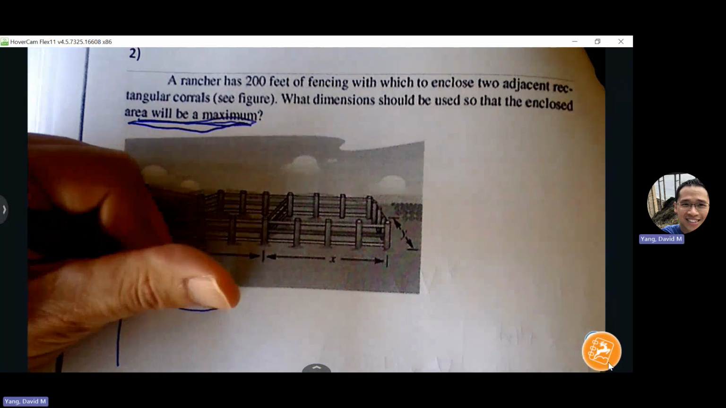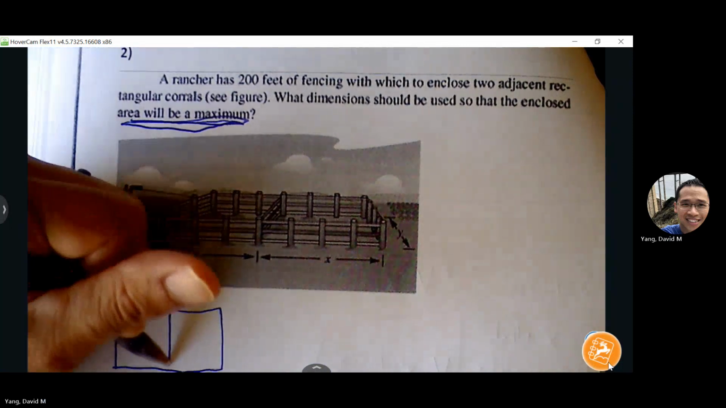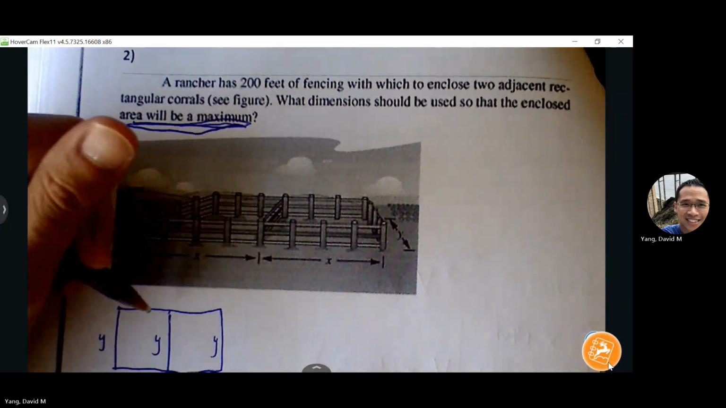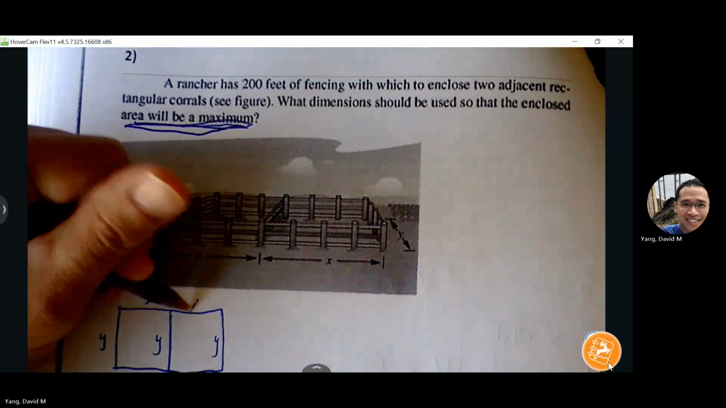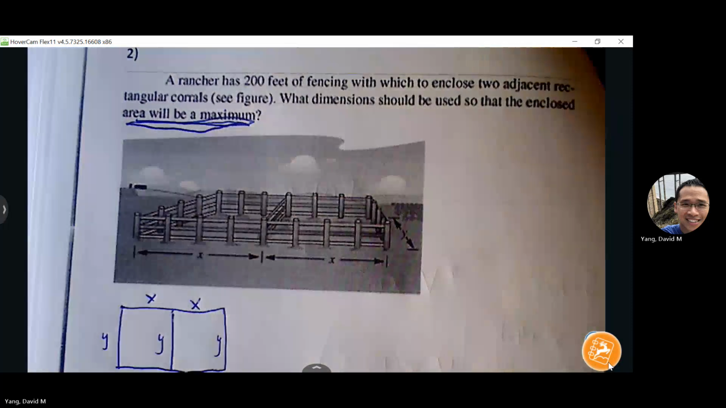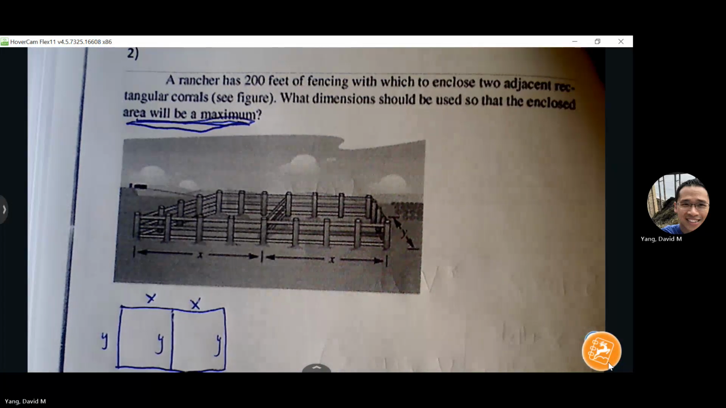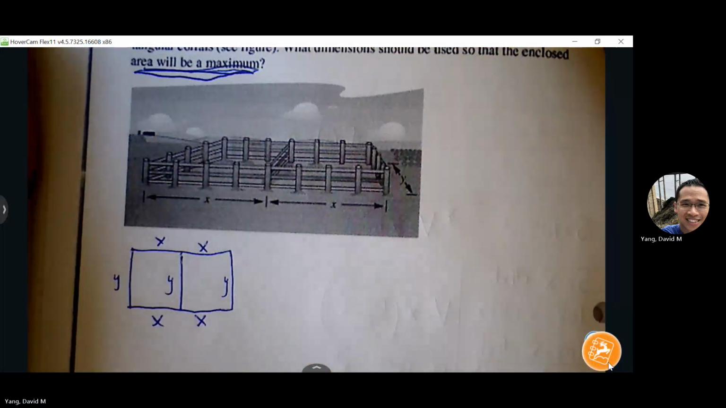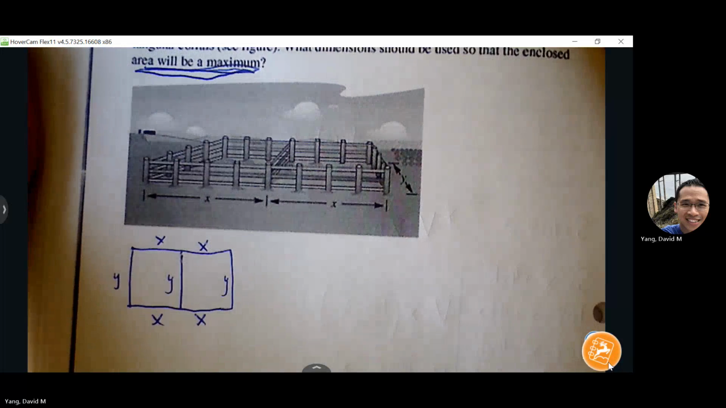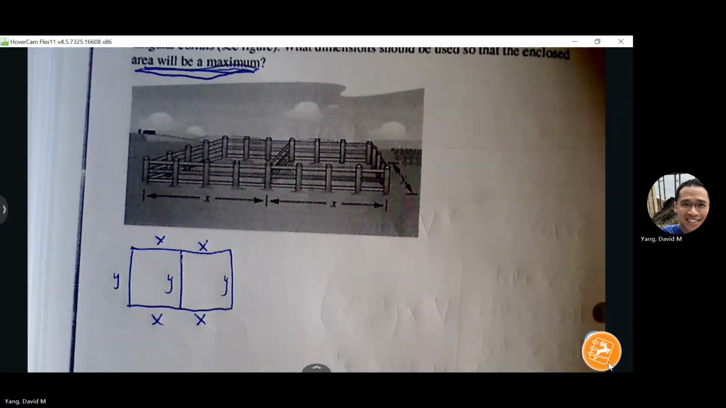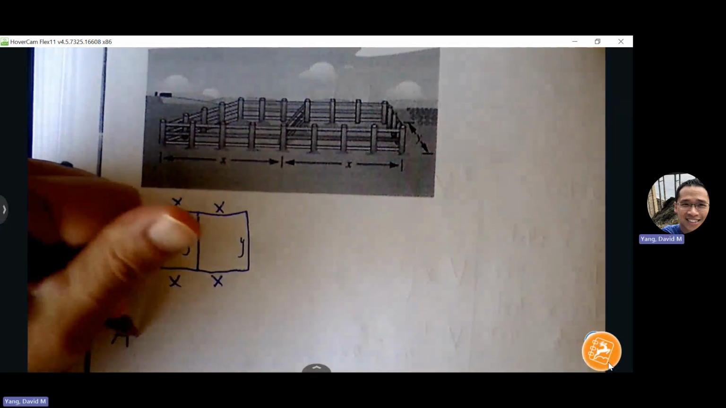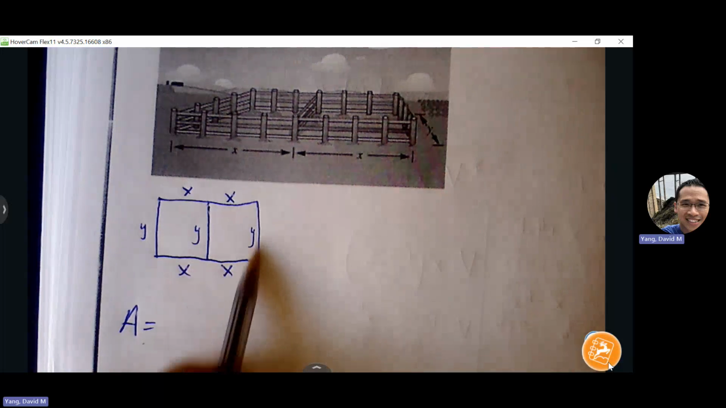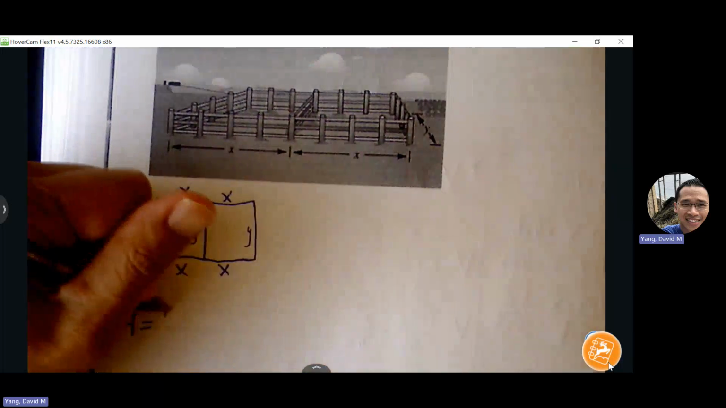Let me draw this diagram again. Okay, what's the area of this region here? Oh, 2x. Yeah, so base times height, right? 2x times y.